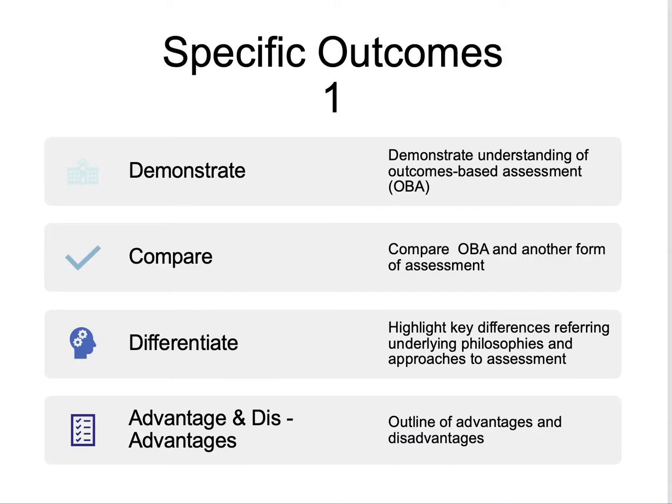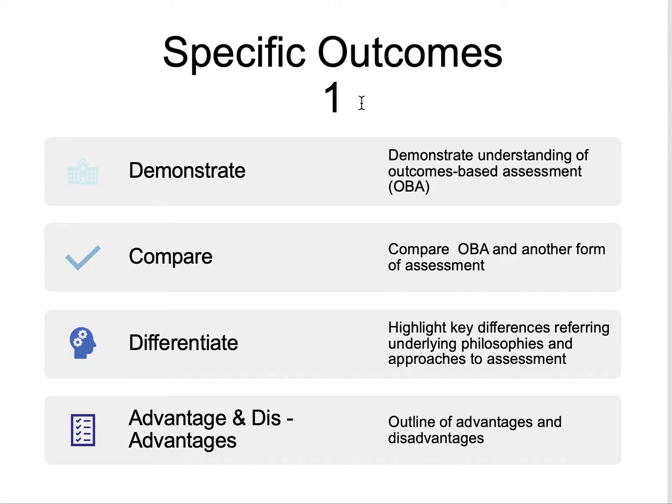In Module 1, we're going to be dealing with specific outcome number 1. All right. Let us talk about what is a specific outcome. Basically, it is what you must know when we're done at the end of this program. 1, you must be able to demonstrate an understanding of what outcomes-based education is.